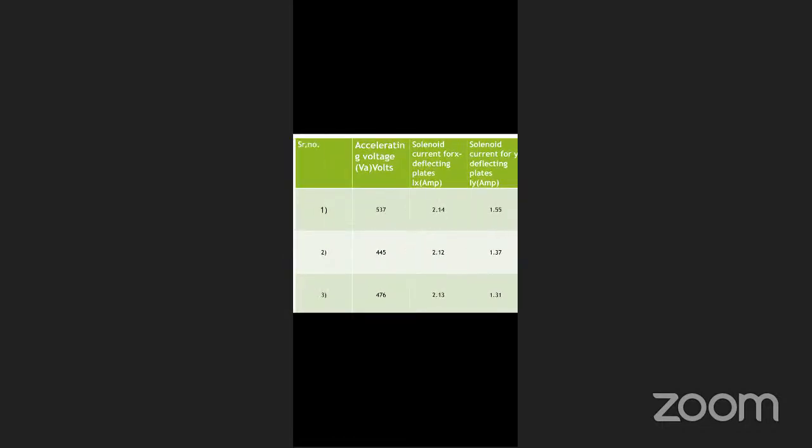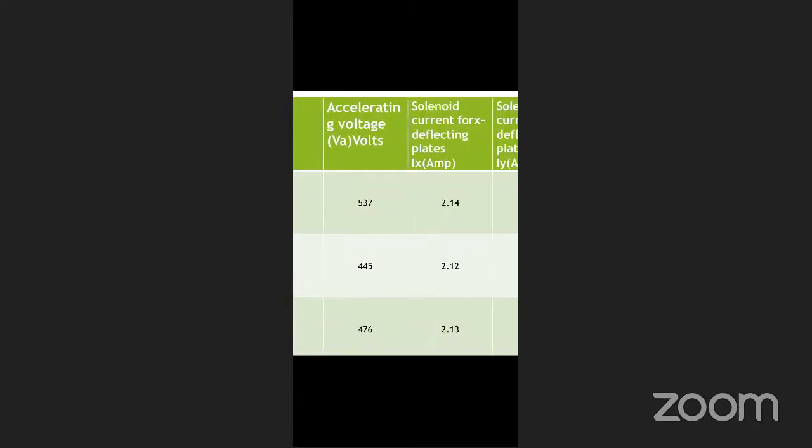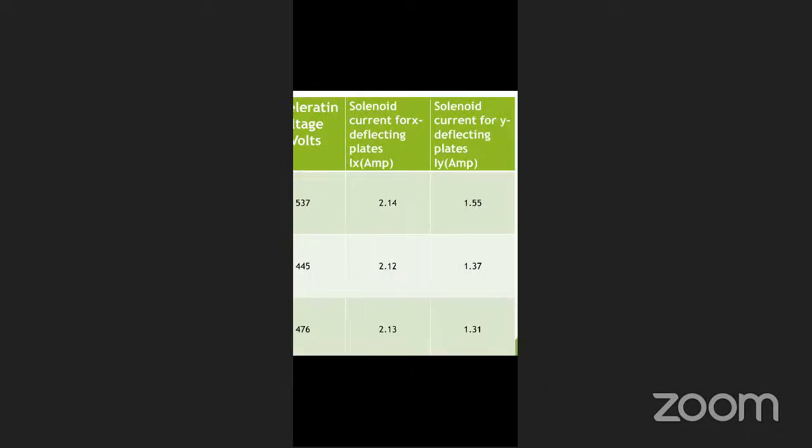We increase the accelerating voltage, and we will calculate three values here. Firstly, we get accelerating voltage 537. Then here we got Ix 2.14, and here we get Iy 1.55. Now we will calculate all the values from this formula: e by m equals 5 into 10 to the power 13 into L square into VA divided by n square I square into L square. Okay, now we will see the result.